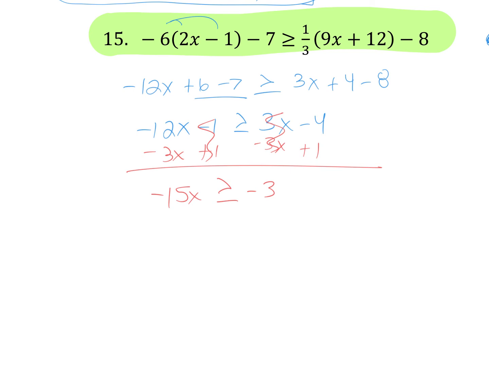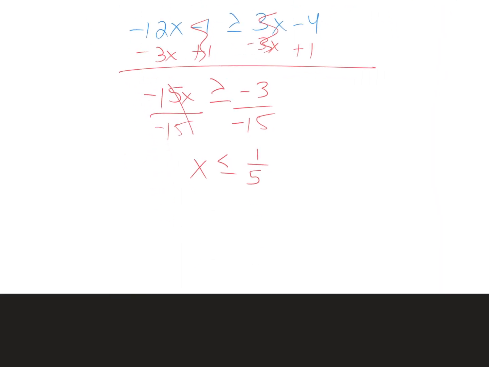Now I'm going to divide both sides by what number? Negative 15. Guys, if you divide by a negative, what happens to that inequality? It flips. Guys, a negative divided by a negative is a positive. So this becomes 1/5. Good.